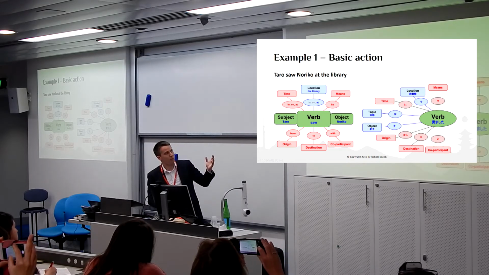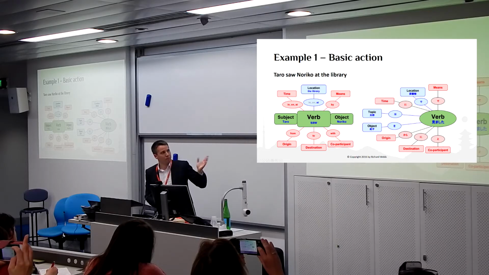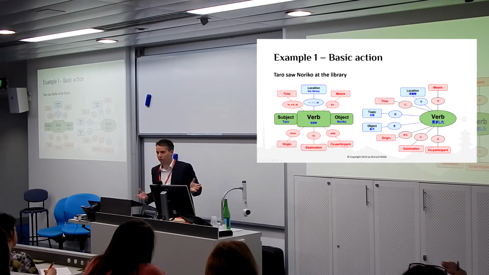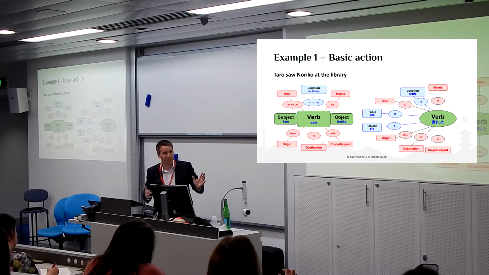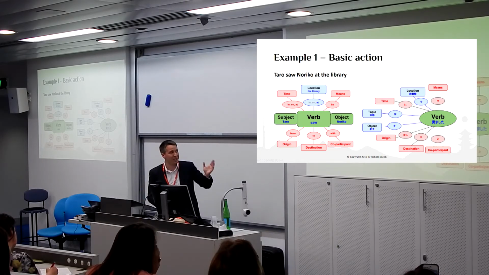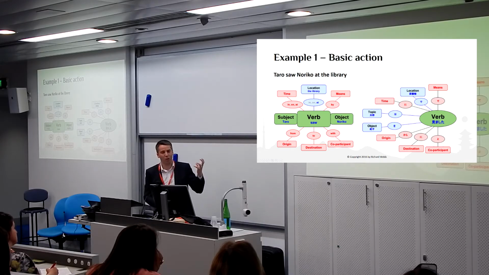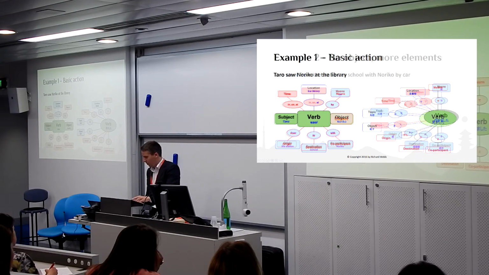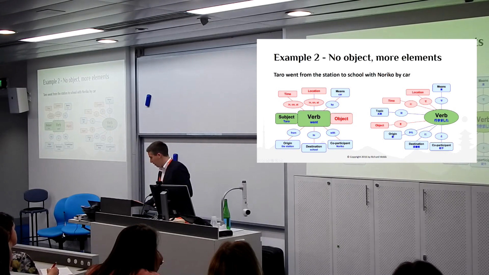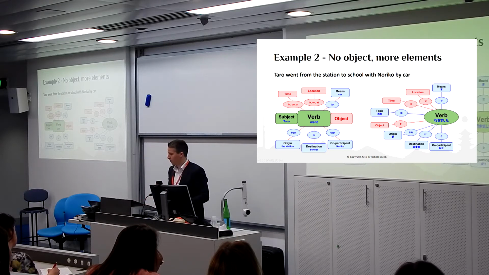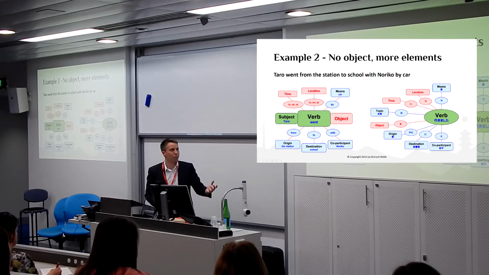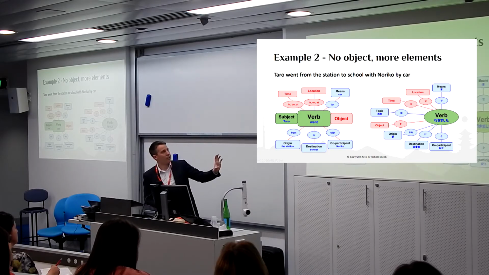So because o comes after Noriko, we know that Noriko is the person that was seen. And similarly, because we mark Taro with wa, that's how we know who it was that actually did the seeing. Another example, which is a little bit different in that this doesn't have an object: Taro went from the station to school, Noriko by car. There are more elements here, but there's no object.